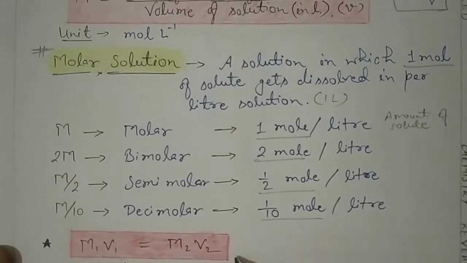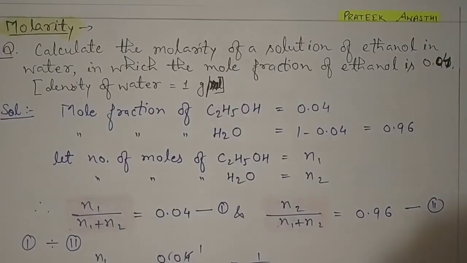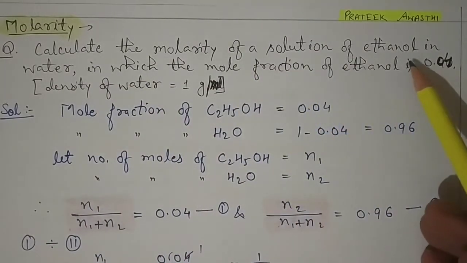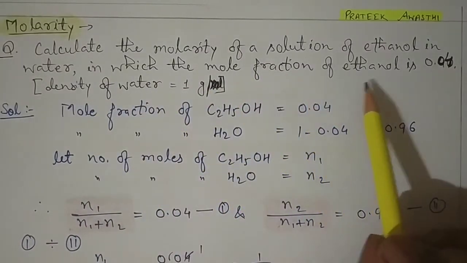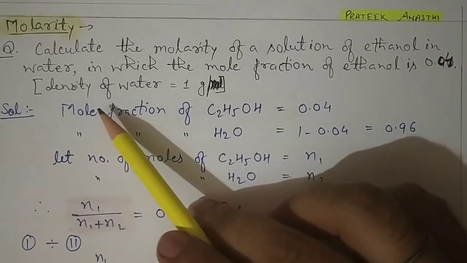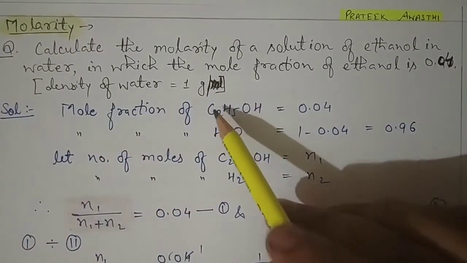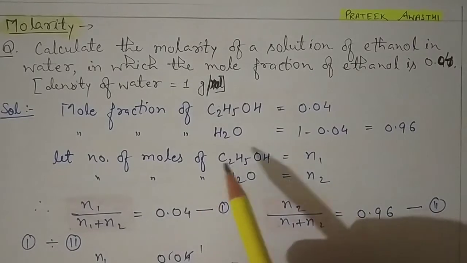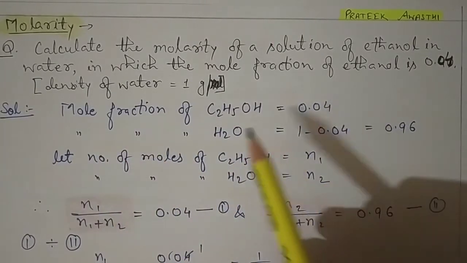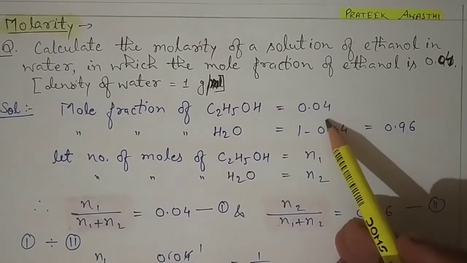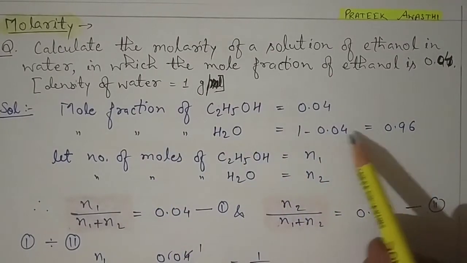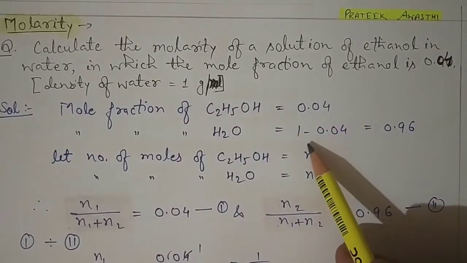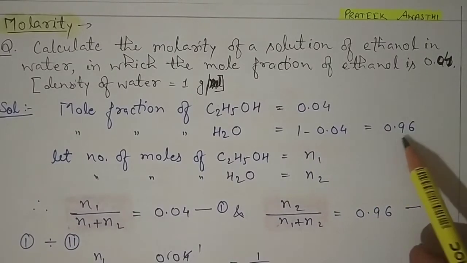Let's understand this formula by an example. The question of molarity we have taken is: calculate the molarity of a solution of ethanol in water in which the mole fraction of ethanol is 0.04 and the density of water is 1 gram per ml, is given. So this is a very important question because here the mole fraction is also involved. Let's take the question. The mole fraction of ethanol, that is C2H5OH, is 0.04. And for H2O, there are two components, ethanol and water. So if ethanol is 0.04, the water would be 1 minus 0.04, that is 0.96.